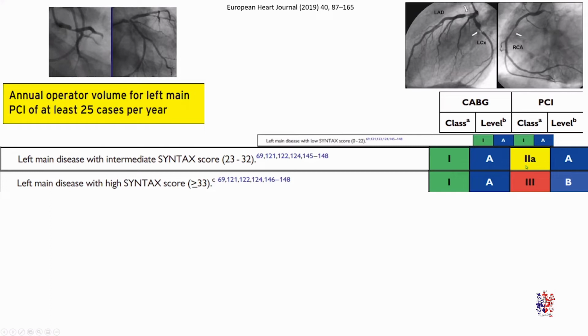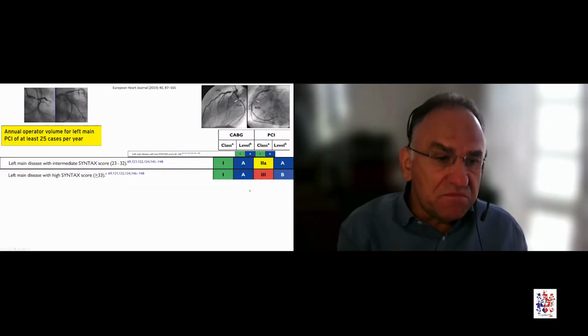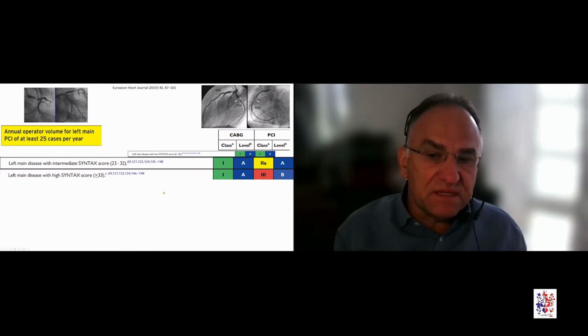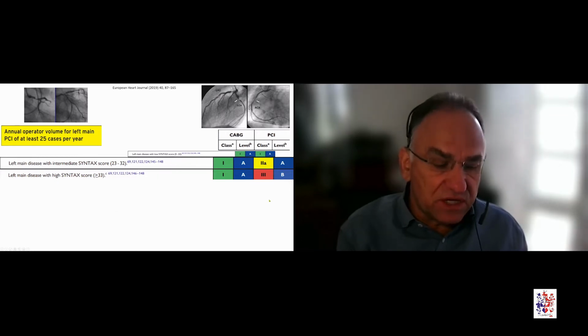When you look at 3 vessel disease, and this is the picture on the top right of the screen, LAD, circumflex, and right coronary artery stenosis, and the patient has no diabetes, they're equivalent with a low score. But when you get to the intermediate or high risk score, then surgery is better than PCI intervention. So 3 vessel disease, no diabetes, score above 22, surgery wins.